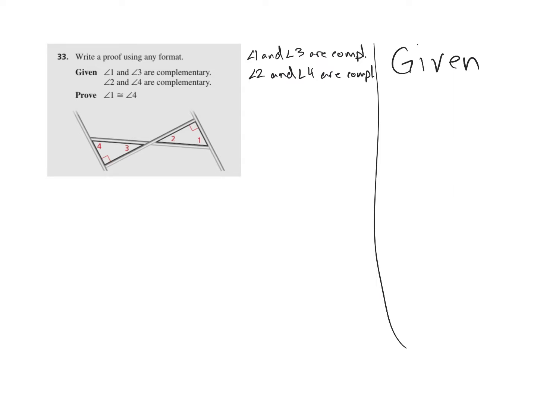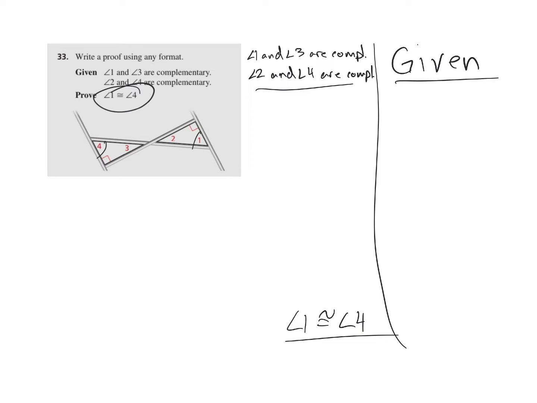Okay. We also know, now we're trying to prove this, that's going to be down here: angle 1 is congruent to angle 4. All right, so that should be easy. Those three things you should be able to write down. Now, why is angle 1 congruent to angle 4? Why are those two congruent?